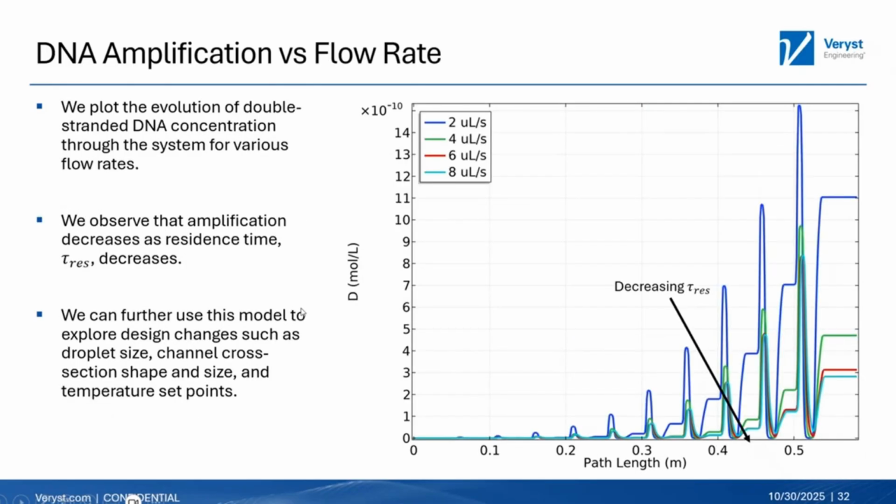Now, if we use this model to understand how something simple like the flow rate affects our total amplification, that's what we're plotting here. So for various flow rates, blue being 2 microliters per second, which is our slowest flow rate, and gray being 8 microliters per second, which is our fastest flow rate, you can see in general, as we decrease the residence time, we decrease the amplification of the double-stranded DNA. And so balancing both the desire for this to go faster with the need for the residence time to be long enough to sufficiently amplify the DNA molecules is one of the key design challenges. And so we can further use this model to explore changes such as what is the droplet size, what's the channel cross-section shape and size, and what are the various temperature set points.